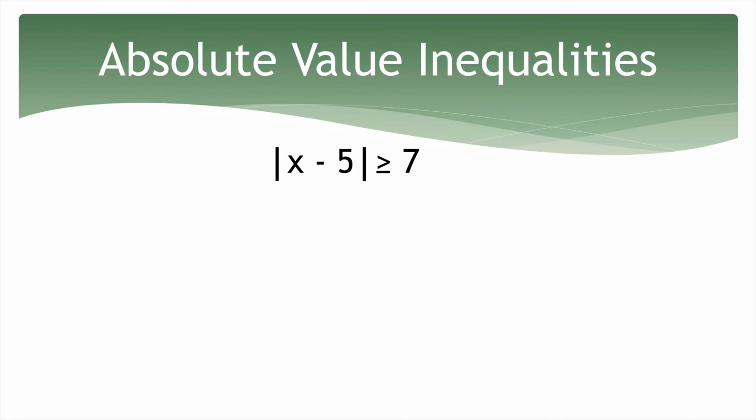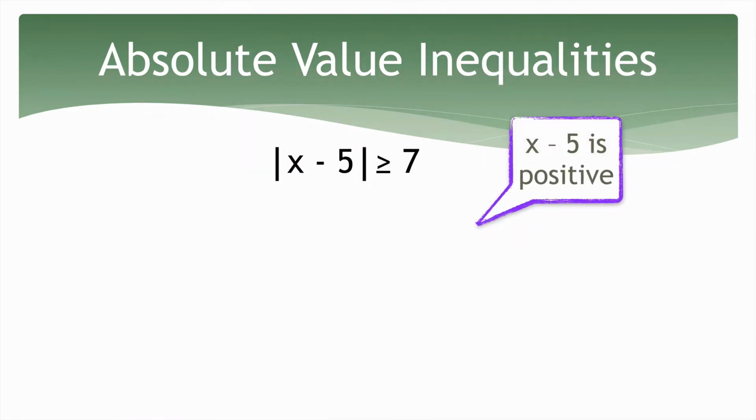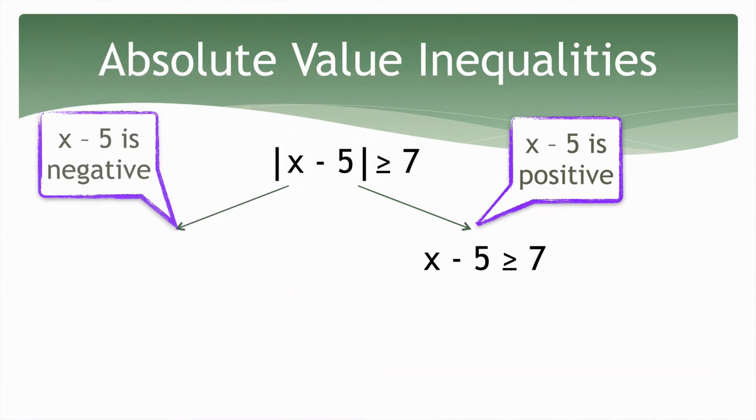So now if I solve an absolute value inequality, I'm going to start by doing exactly what I did when I solved absolute value equations. I'm going to look at when the quantity inside the absolute value, x minus 5, is positive. That means I'm not going to do anything to that quantity. And I'm going to look at that quantity when x minus 5 is negative, and that means I'm going to take the opposite of it. Now I'm going to solve both of those inequalities.